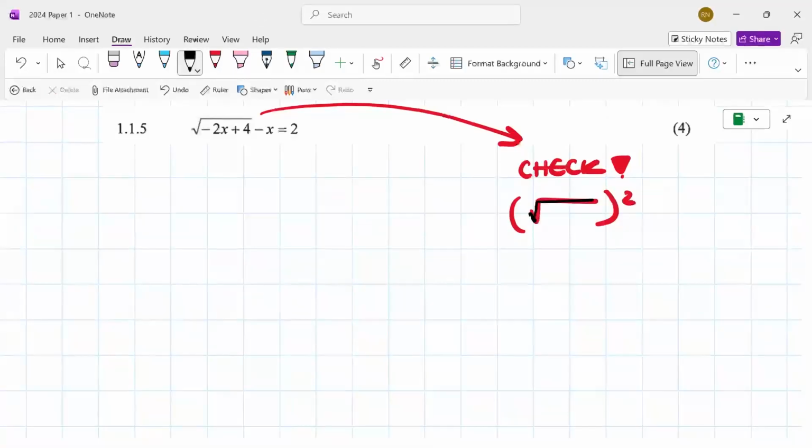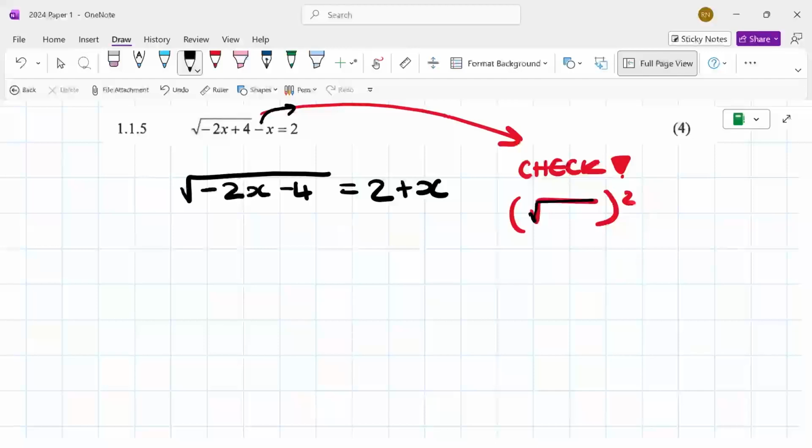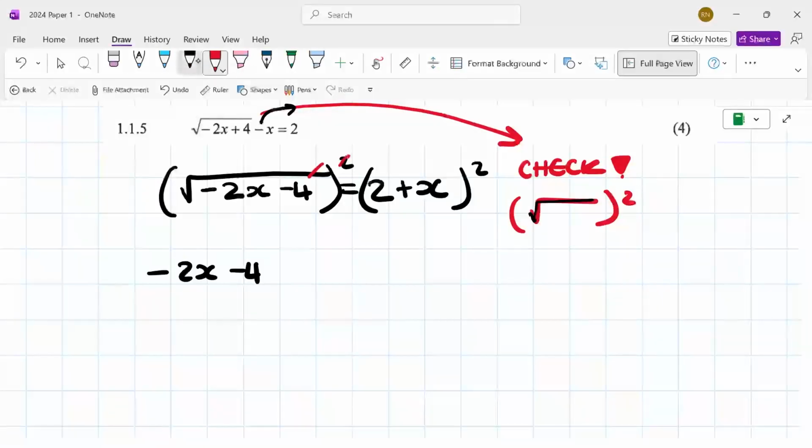Okay, but first order of business, I know that I need to square the square root at some point, but it has to be by itself on one side. So I need to move the x to the other side. The square root equals 2 plus x, right? Now you can square both sides, and you will get minus 2x minus 4, because now this root is cancelled, and this equals 2 plus x and 2 plus x, because it's just now two of those.